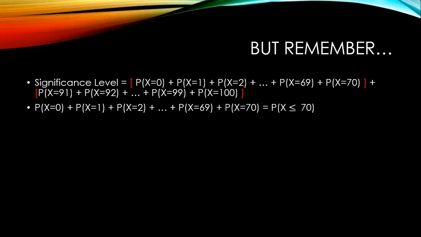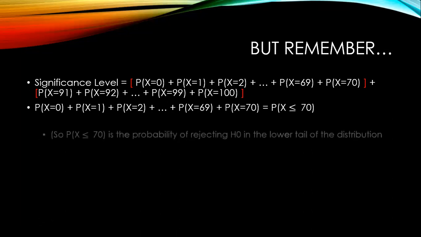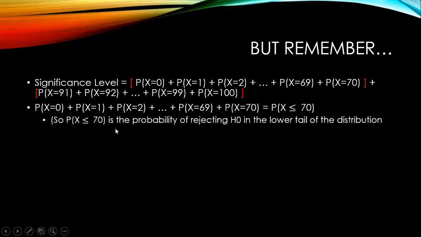If you add up all 71 of those probabilities, and it's 71 because we also got the probability of getting 0 successes, so we got 71 different calculations. But remember, if we add those all up, this is exactly the same as the probability of getting less than or equal to 70 successes. So the probability of rejecting H0 in the lower tail of the distribution is the probability that X is less than or equal to 70.